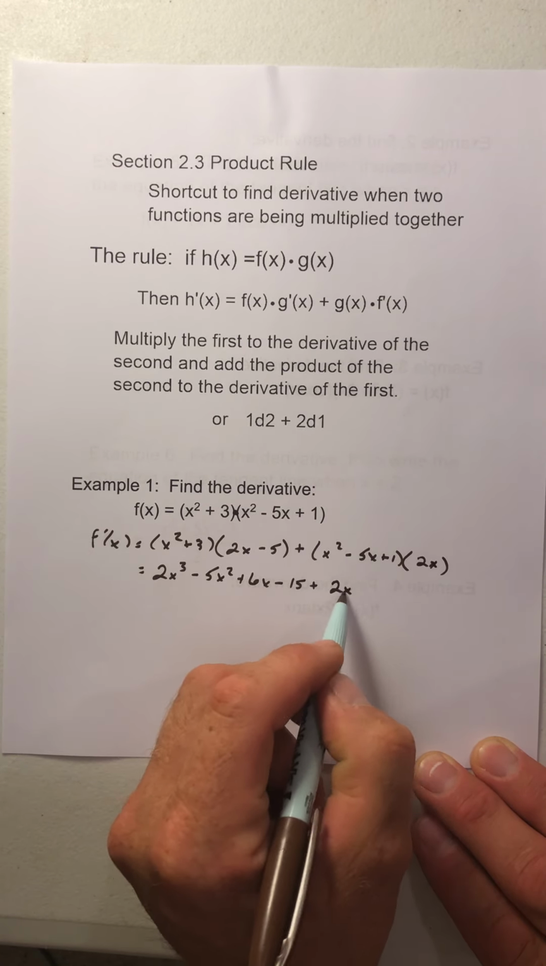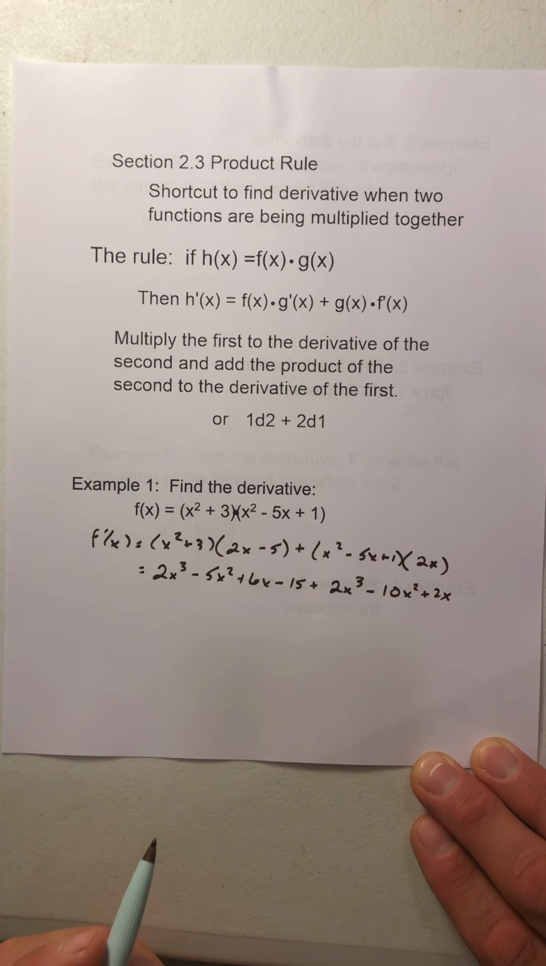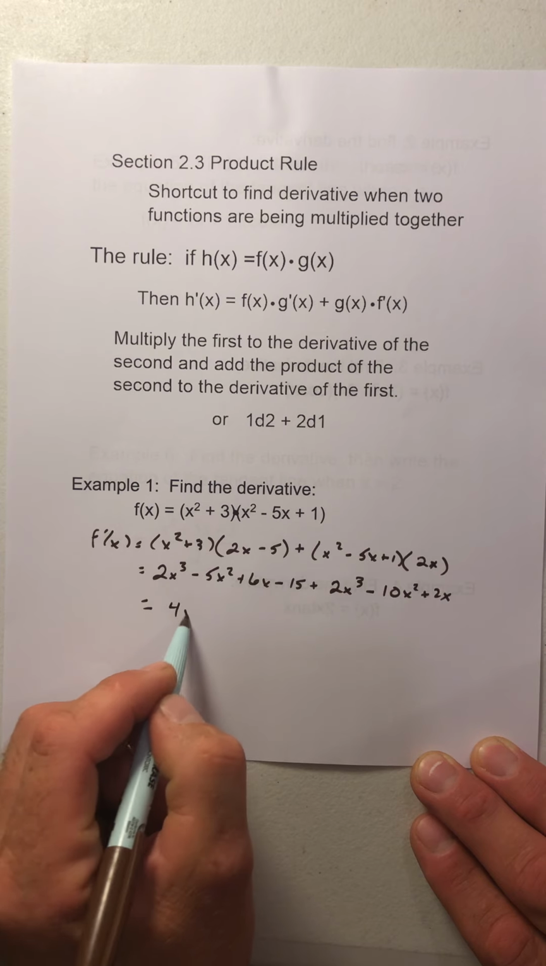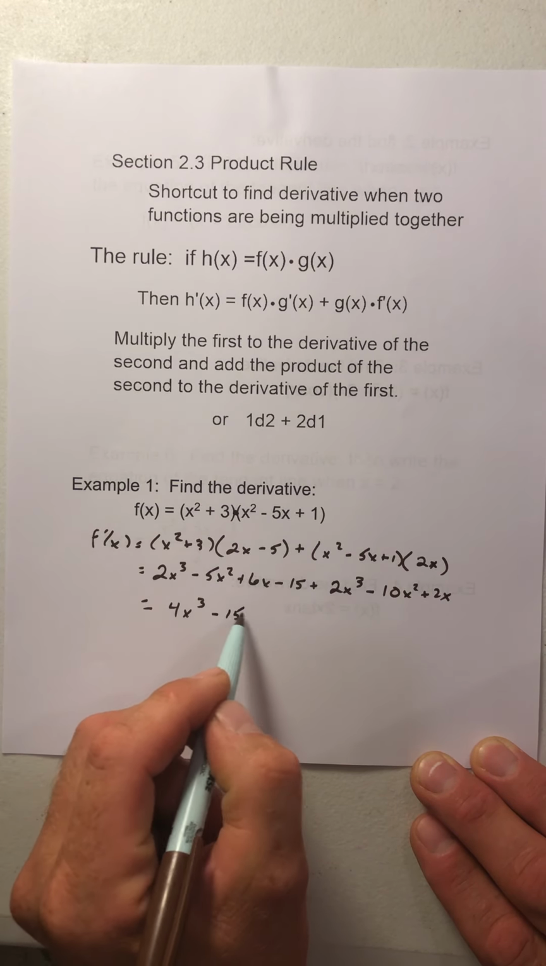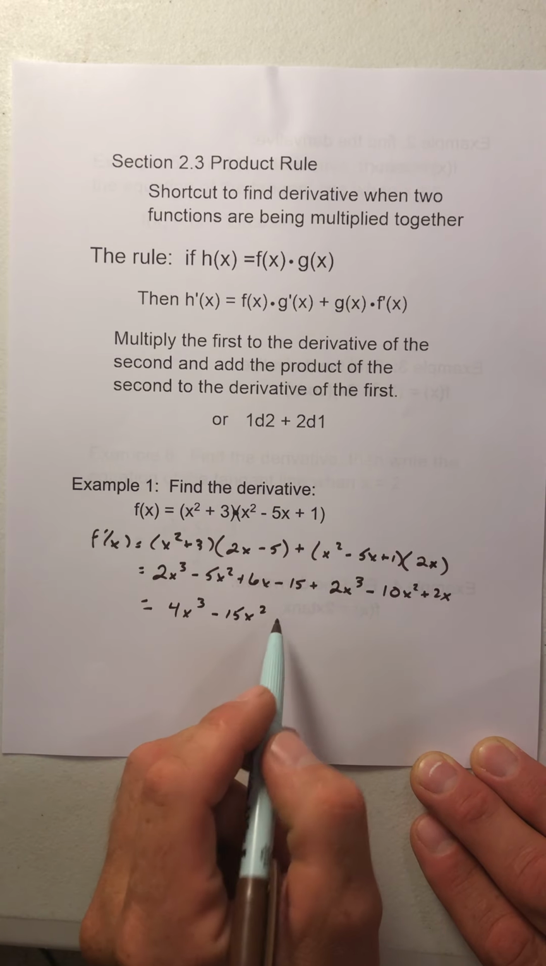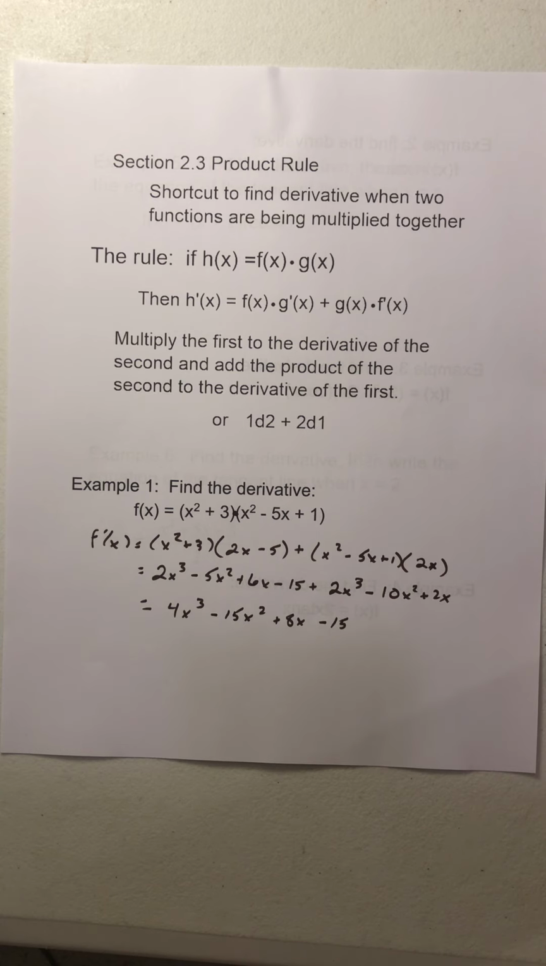And to that, we're going to add 2x to the third minus 10x squared plus 2x. Combining like terms, we'll end up with a 4x to the third minus a 15x squared, it looks like. Adding your x's, we get 8x minus a 15. And that gives us a nice, clean, simplified version of that.